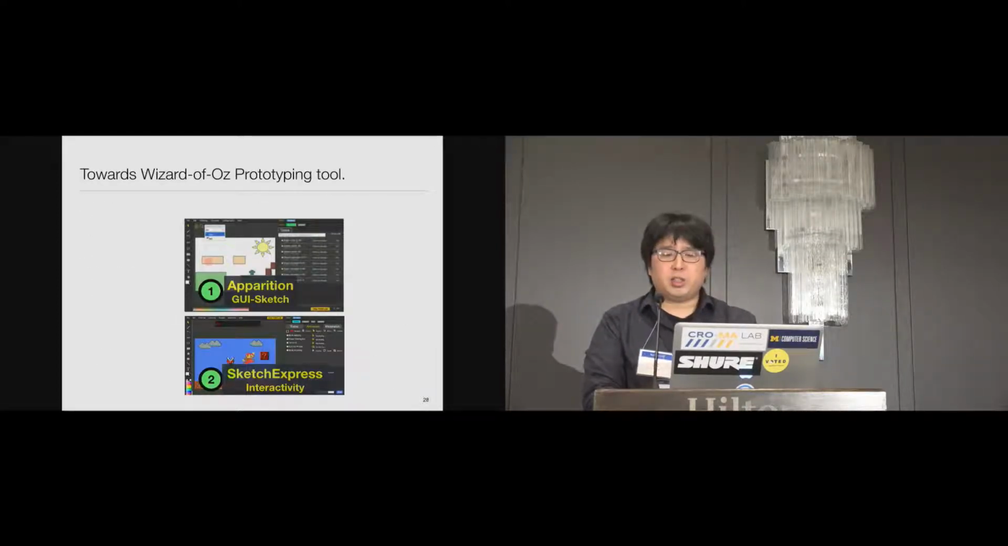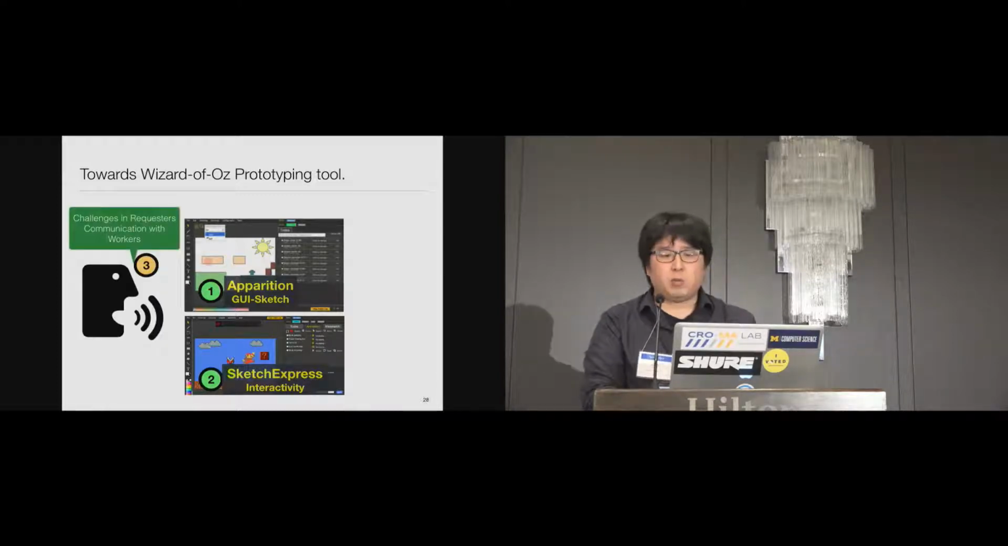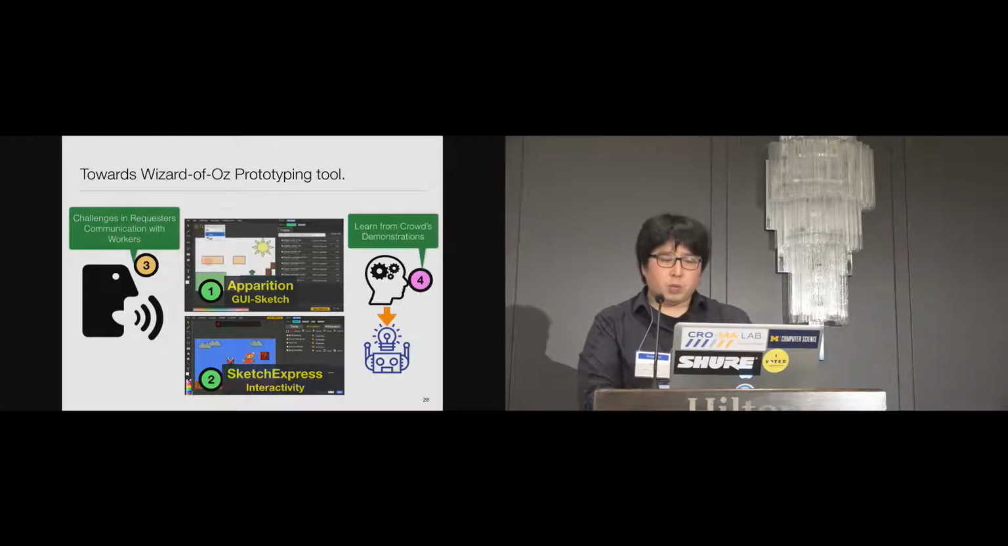Our bigger goal is to create an intelligent assistant for GUI sketching tools. Apparition and SketchExpress let us explore the basic functionality powered by crowdsourcing, and we are excited to take this further. Immediately, we would like to understand the challenges that the requester would have to verbally communicate and collaborate with crowd workers in real time through a qualitative user study. In addition, we would like to take advantage of the crowd creation and demonstration to automate the process of creating a GUI sketch and computationally generate the sketch based on the requester's description and minimal visual input.